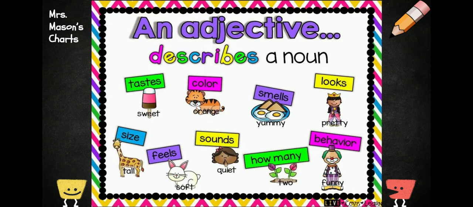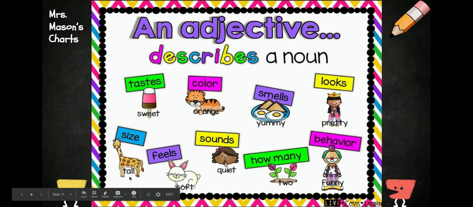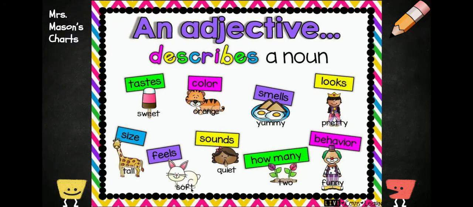In other words, when you're describing a noun, you could talk about their taste. For example, ice cream is sweet. If you're talking about the color, you can say this tiger is orange. You could talk about the smell and say that breakfast is yummy. You could describe their looks and say the princess is pretty. You could describe the size and say the giraffe is tall. Or describe how they feel and say the bunny is soft.